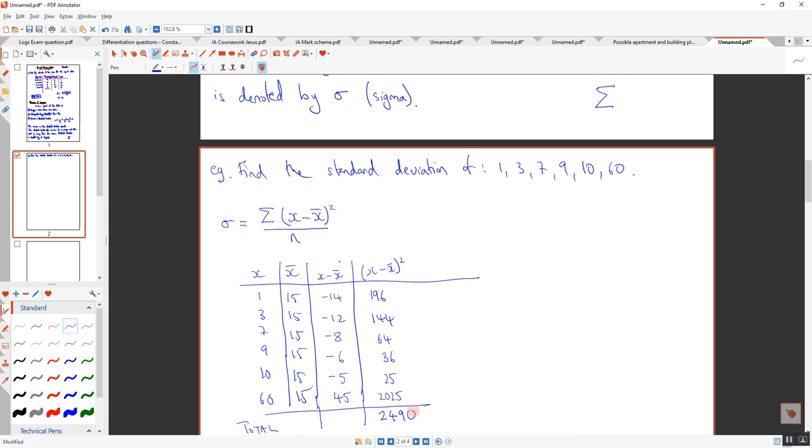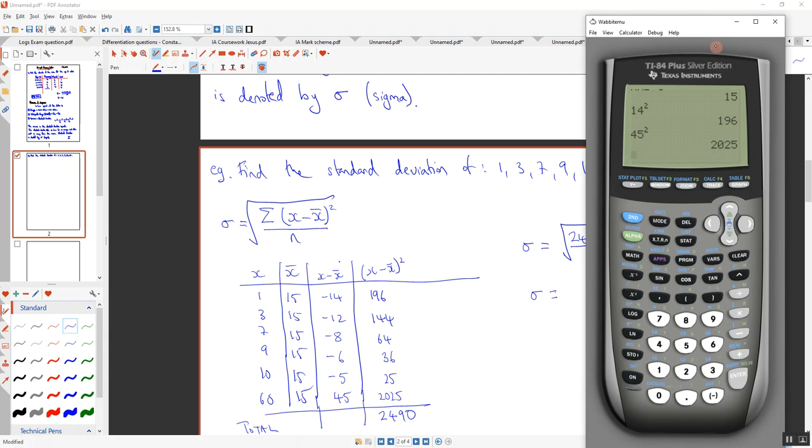2490. So our standard deviation is, and I've done this wrong as well, so just give me a second. 2490 divided by 6. I've made a boo-boo, but it's not a major boo-boo, so don't worry. Our standard deviation is actually equal to the square root of that, okay? My mistake, that is our formula. Standard deviation is equal to that.